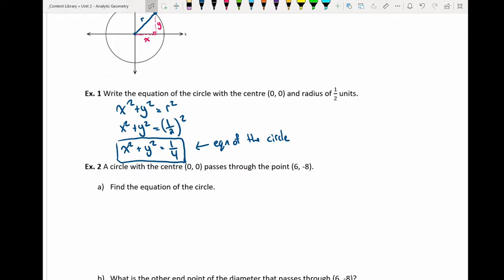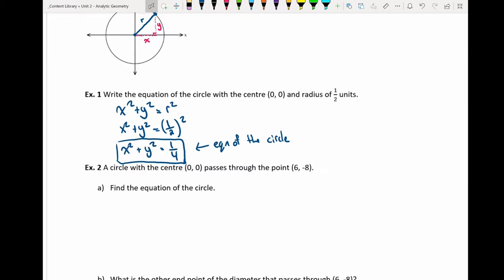Example 2: a circle with the center (0, 0) passes through the point (6, -8). Find the equation of the circle. This is a little bit different because we're given a point, not the radius. I'm going to start off with my formula for such a circle with the center (0, 0). I know one point, so I can fill in my x and y. The x becomes 6 squared plus (-8) squared equals r squared. If I simplify, 36 plus 64 equals r squared.